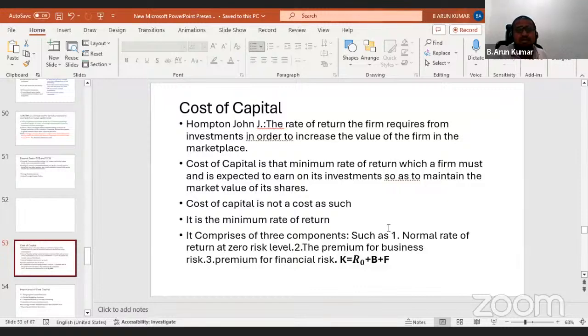Cost of capital is that minimum rate of return which the firm must, and is expected to, earn on its investment so as to maintain the market value of its shares.